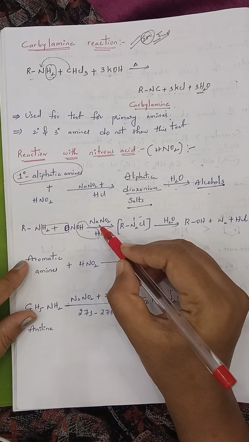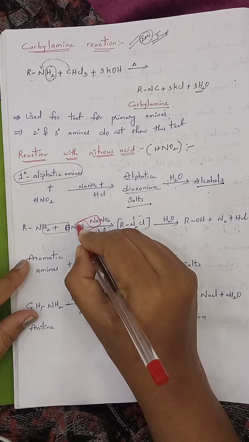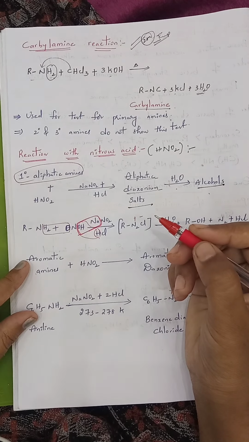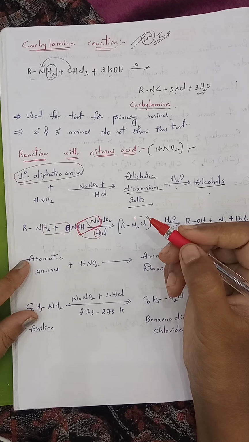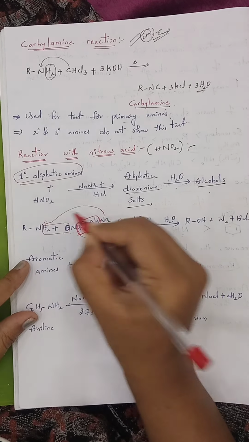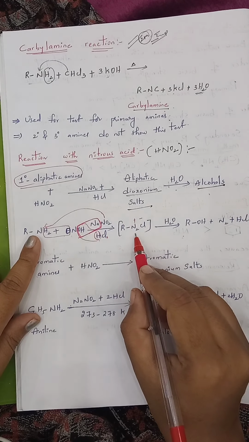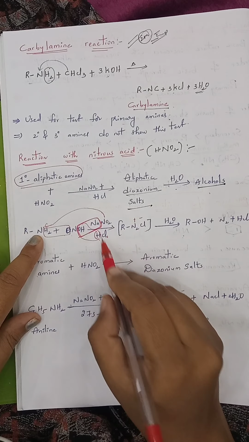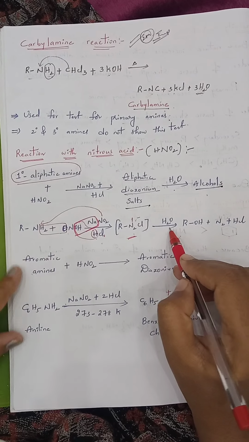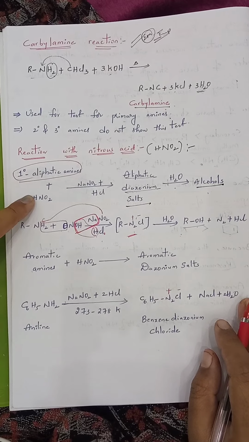Now what is left? This OH and Na eliminate as NaOH. This H and oxygen eliminate as H2O, and nitrogen is added to this nitrogen, converting to N2. To that N2, Cl is added, converting into RN2Cl. This is called aliphatic diazonium salt, which is highly unstable, undergoes hydrolysis and converts finally into alcohol. This is aliphatic primary amine.